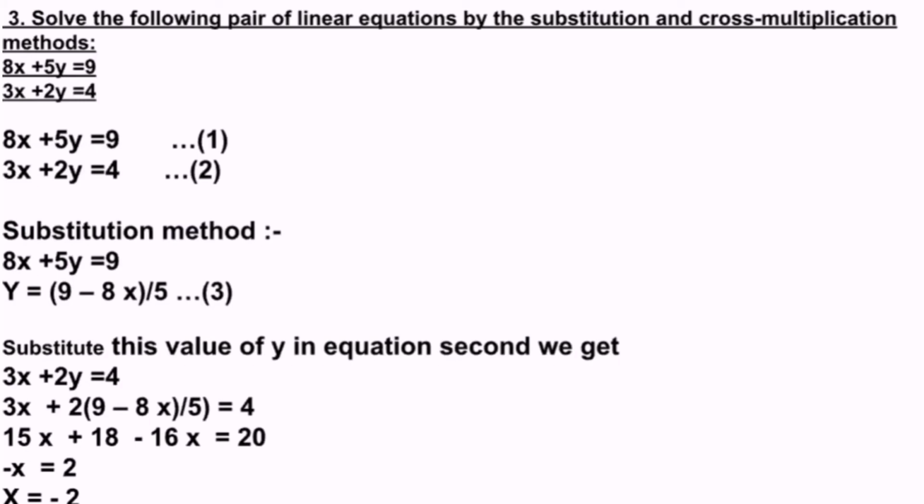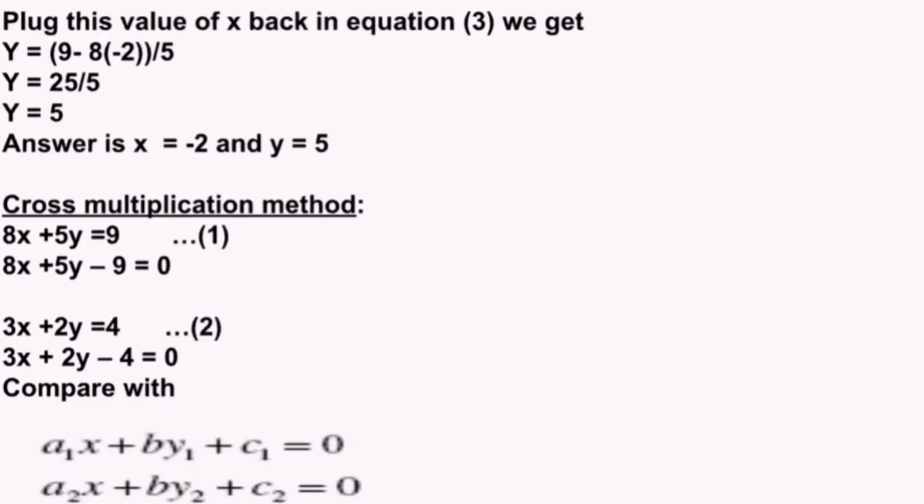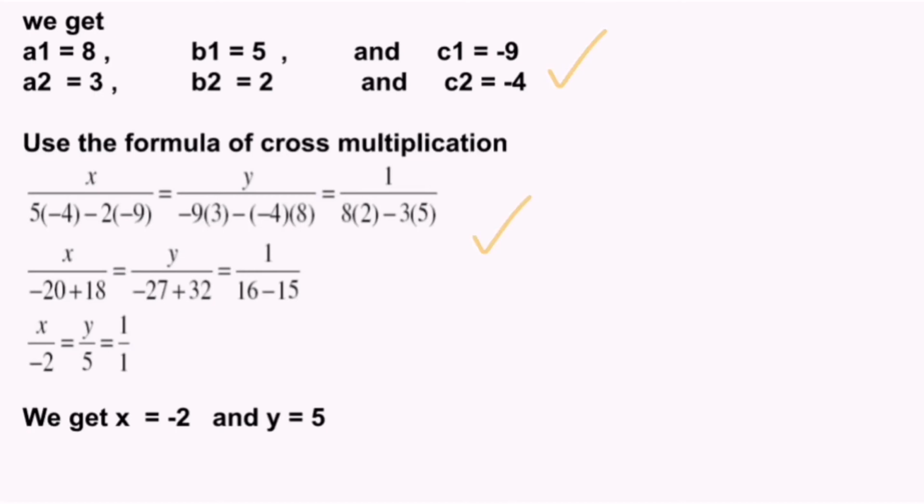At this point of the video, I don't think there is a need to explain once again how to do the substitution method and cross multiplication method. Yes, through this method we have found our x is equal to -2 and y as 5. Let's look at what we will get in cross multiplication. Yes, in here also we have received x as -2 and y as 5.